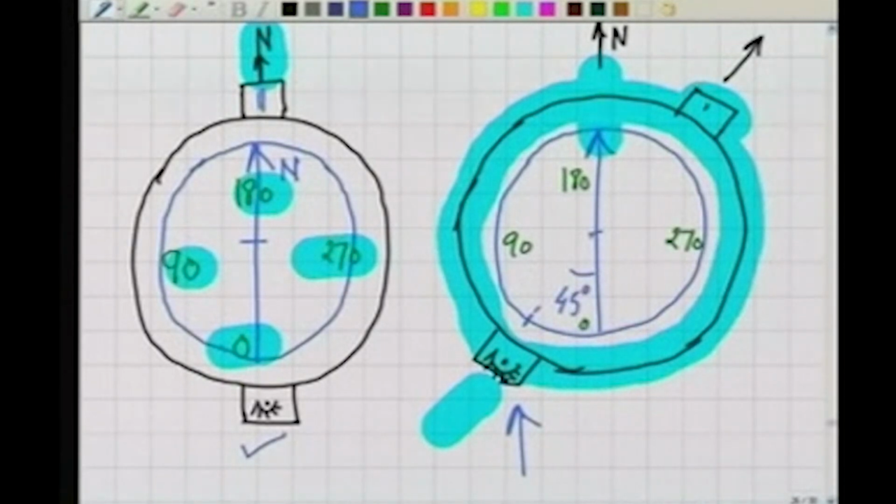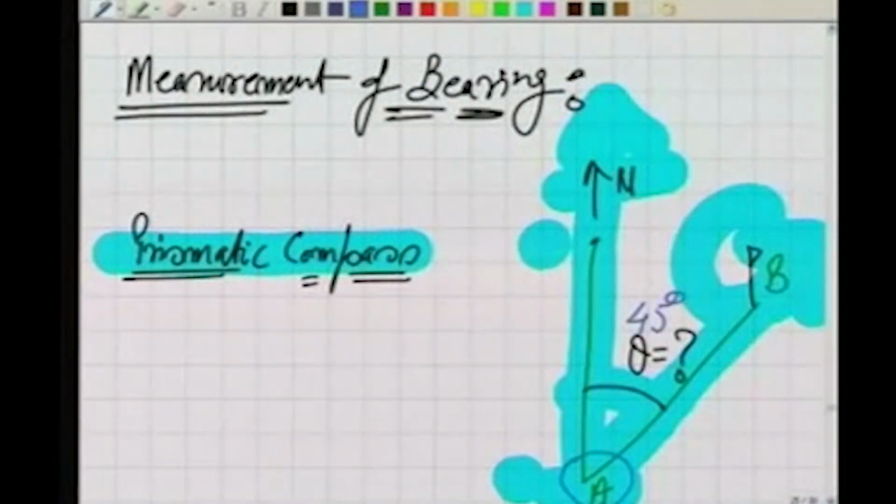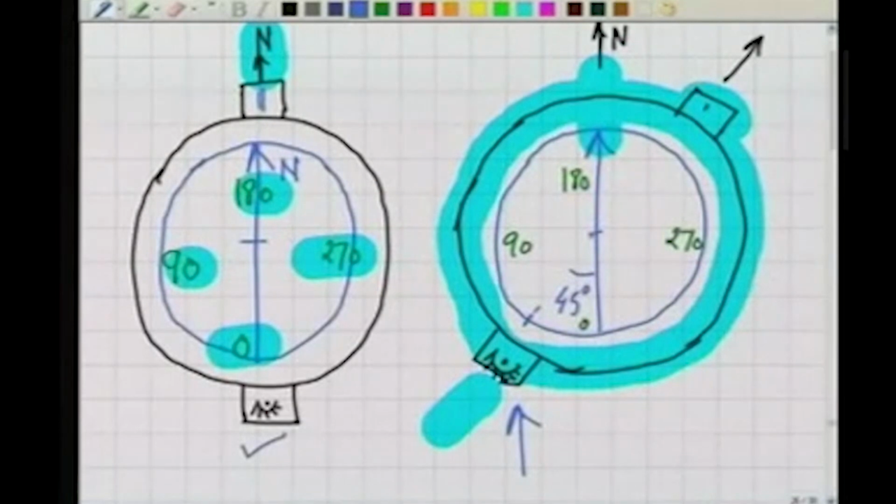And of course, the graduations I have written here are not erected, they are inverted. Only this prism will erect them. So our bearing, as you can see here, is around 45 degrees. And this is what we are observing over here. So this is how we can take observations with the prismatic compass.